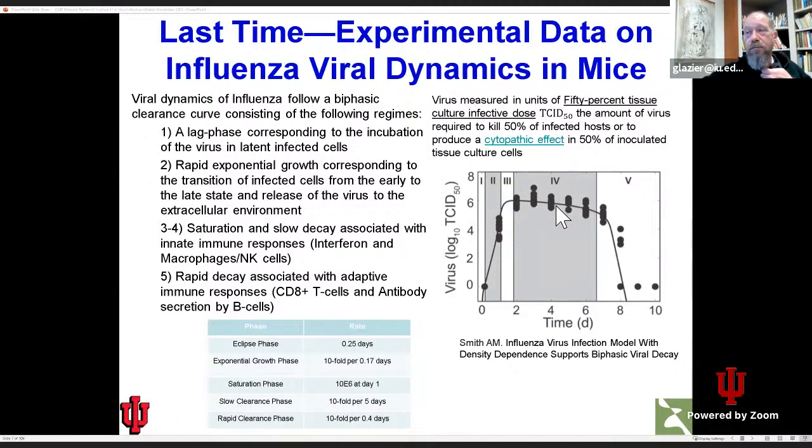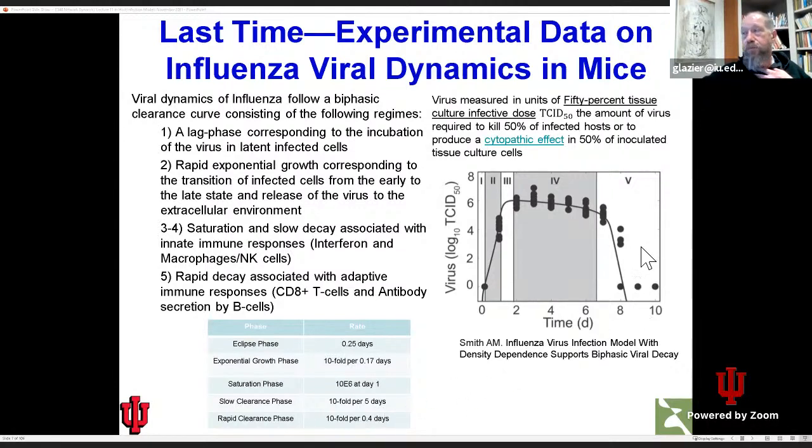So it's a factor of the rate of change. Here we had 10 per 0.17. Here we have 10 per 5. So there is a 35-fold difference in the rate between the exponential growth and the slow clearance.